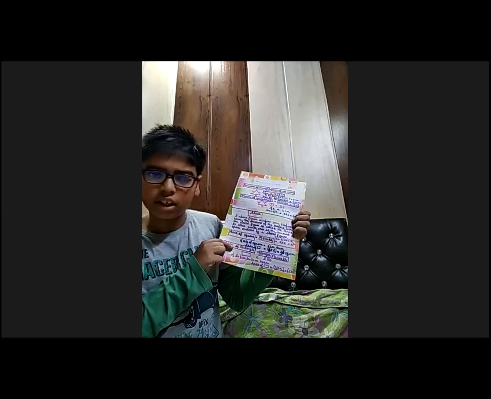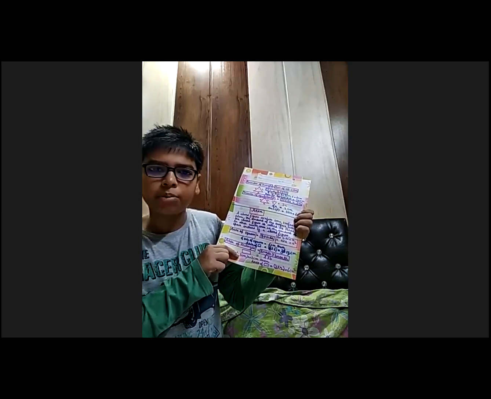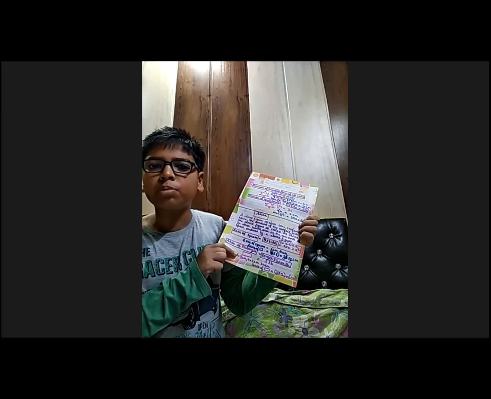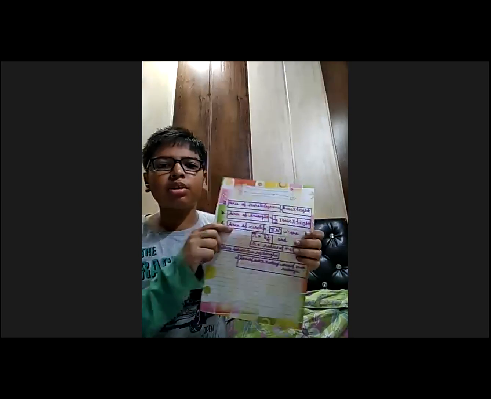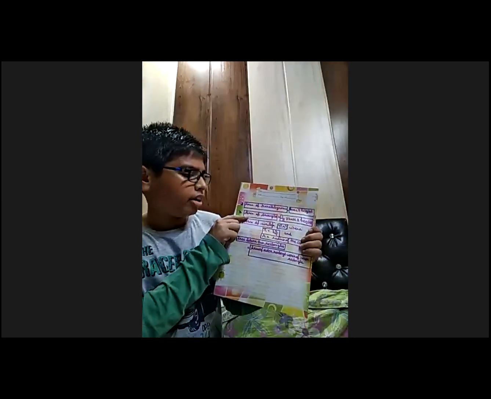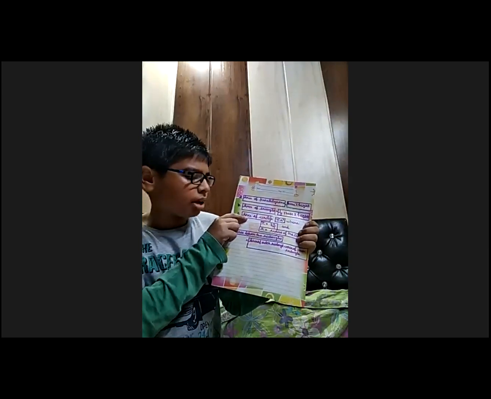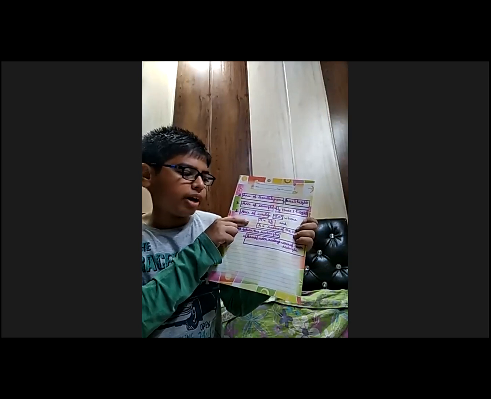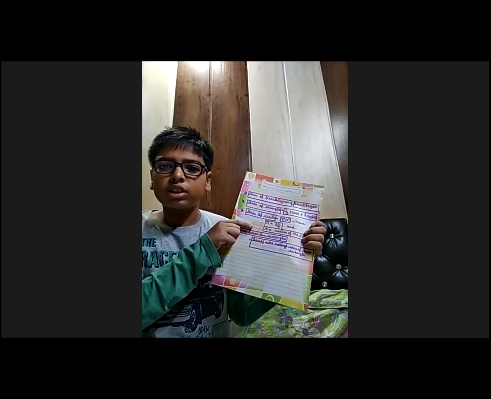Area of a rectangle equals length multiplied by breadth. For example, if length equals 3 centimeter and breadth equals 2 centimeter, then area of the rectangle equals 3 multiplied by 2 centimeter, equal to 6 centimeter square. Area of a parallelogram equals base multiplied by height. Area of a triangle equals 1 by 2 multiplied by base multiplied by height. Area of a circle equals pi r square, where pi equals 22 upon 7 and r equals the radius of the circle. Thank you.